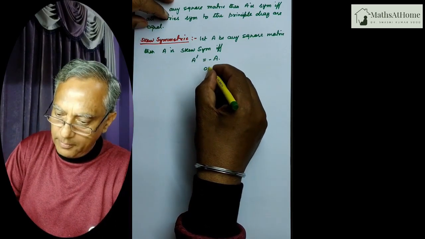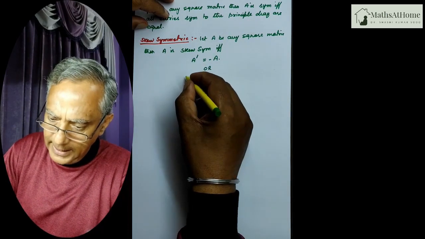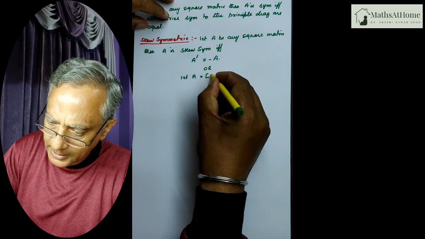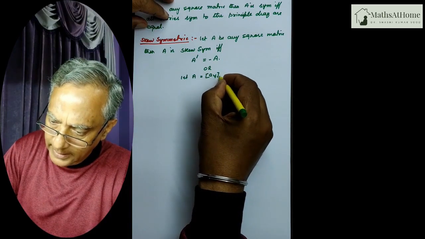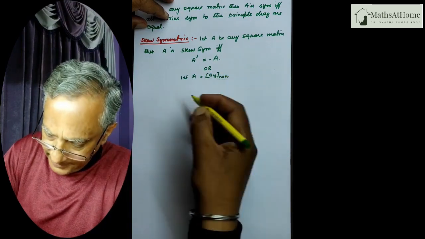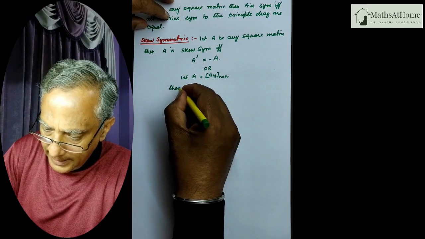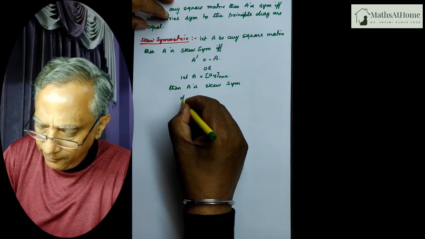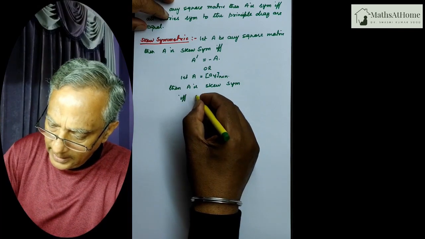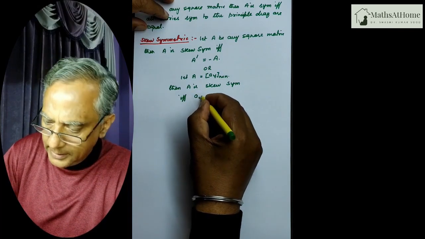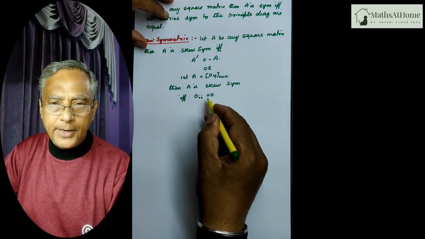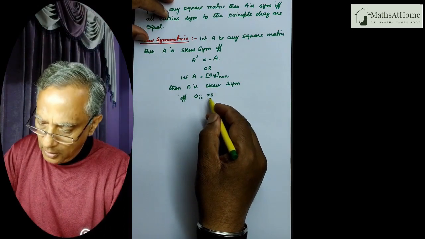Or in mathematical form, we can say let A be any square matrix of order n. Then A is skew symmetric if and only if, first, Aii is equal to 0. That is, all the diagonal entries are 0.